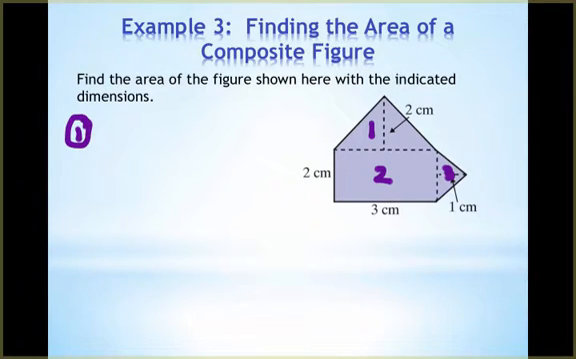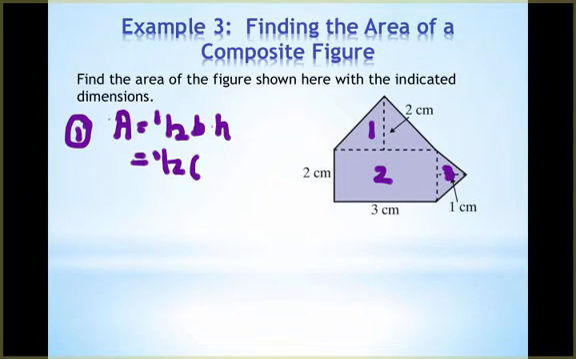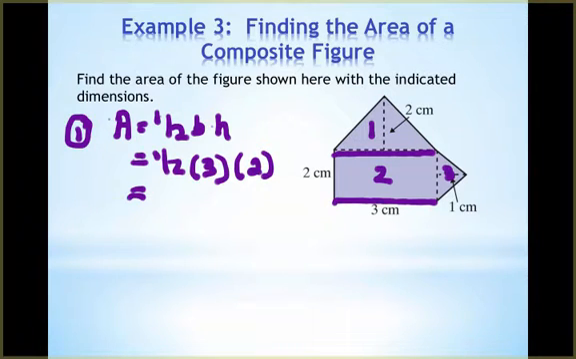So for shape 1, the triangle, we use area equals 1/2 base times height. My base for that triangle will be 3, and I get that from right here, which would also have to be the same distance as the 3 across the bottom. And my height for triangle 1 is 2. So if I multiply that together, I'm going to get 3.